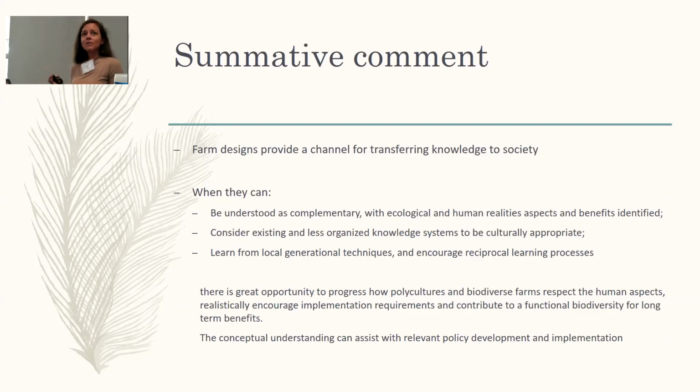So the summative comment is farm designs provide a channel for transferring knowledge to society, particularly in agricultural areas, but also urban areas, when they can be understood as complementary with ecological and human realities, aspects and benefits identified. Consider existing and less organised knowledge systems to be culturally appropriate. Learn from local generational techniques and encourage reciprocal learning processes. There's great opportunity to progress how polycultures and biodiverse farms respect the human aspects. Realistically encourage implementation requirements and contribute to a functional biodiversity for long-term benefits.